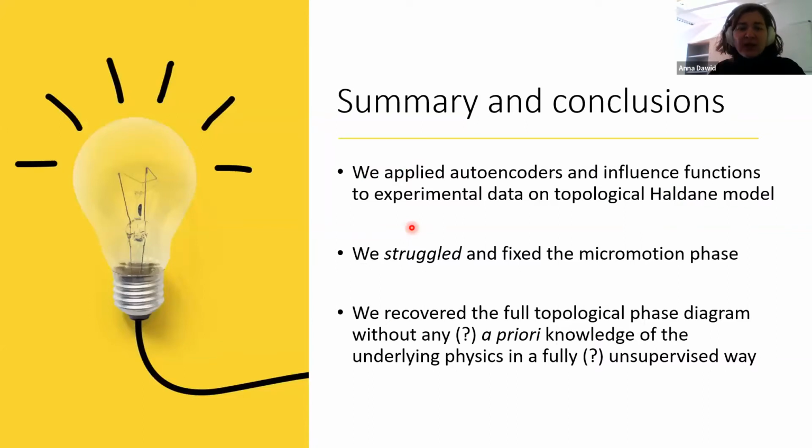So to sum up, we applied autoencoders and influence functions to the Floquet realization of a two-dimensional topological Haldane model. The micromotion phase turned out to be the dominant feature. It dominated all machine learning predictions, so we had to fix it. And we used another machine learning approach, an autoencoder with a question neuron, to do that. And finally, we recovered a full topological phase diagram without any a priori knowledge.